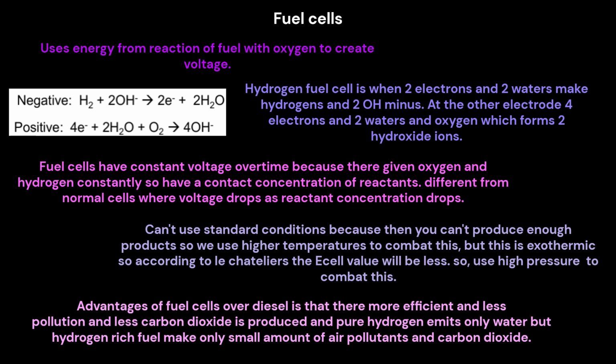Fuel cells. They use energy from the reaction of fuel with oxygen to create voltage. In a hydrogen fuel cell, 2 electrons and 2 waters make hydrogen and 2 hydroxide ions. At the other electrode, 4 electrons, 2 waters and oxygen form 4 hydroxide ions. Fuel cells have constant voltage over time because they're given oxygen and hydrogen constantly, so have a constant concentration of reactants, different from normal cells where voltage drops as reactant concentration drops.